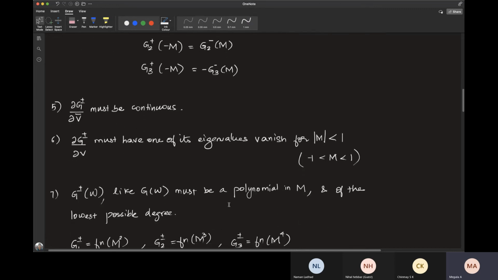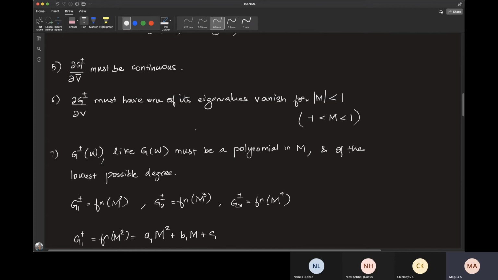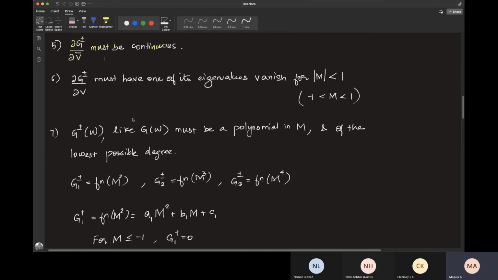Then he also makes sure that dou G plus or minus by dou V bar must be continuous. The derivatives must be continuous. Initially we got the sonic glitch because of that discontinuity problem, because there was a sudden shift between G plus and G minus. We got into problems of sonic glitches. To avoid that, he ensures that the shift is continuous. So he makes sure that dou G plus or minus by dou V bar must be continuous. He puts that as one condition.